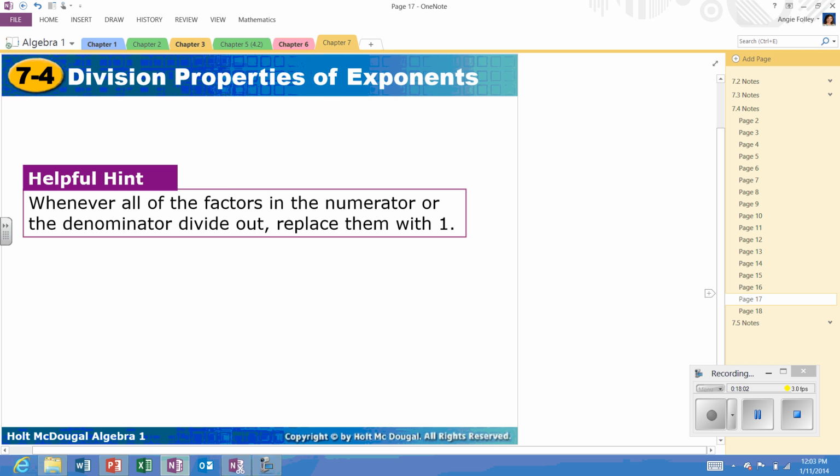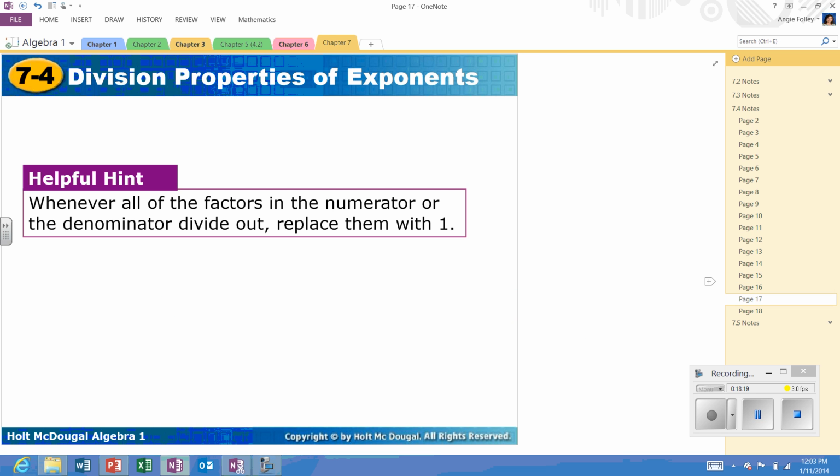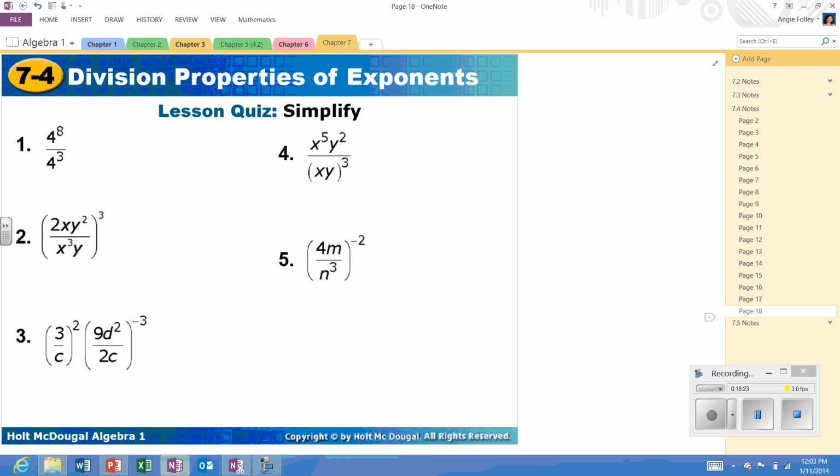So just be aware. Remember, when all the factors of a numerator or denominator divide out, replace them with a 1. So this, because it canceled out, it became just a 1, and 1 times 6 to the third is just 6 to the third. So if something cancels out, it becomes a 1. It doesn't become 0.